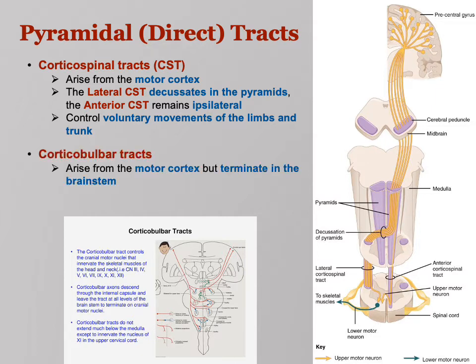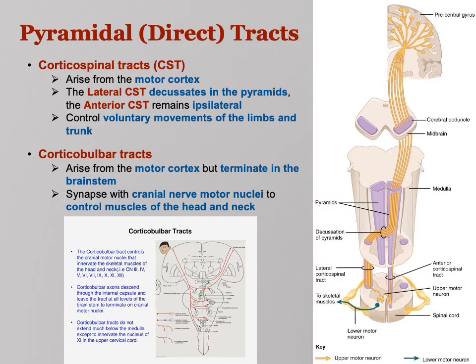Corticobulbar arises from the motor cortex but terminates in the brainstem. Bulbar is a root word that often has to do with the brainstem. Not always, but frequently it does. They synapse with cranial nerve motor nuclei to control muscles of the head and neck. As we'll see when we get to the cranial nerves in the fourth part of the class, they control some of the movements of your head and neck. So the corticobulbar tracts are doing that.